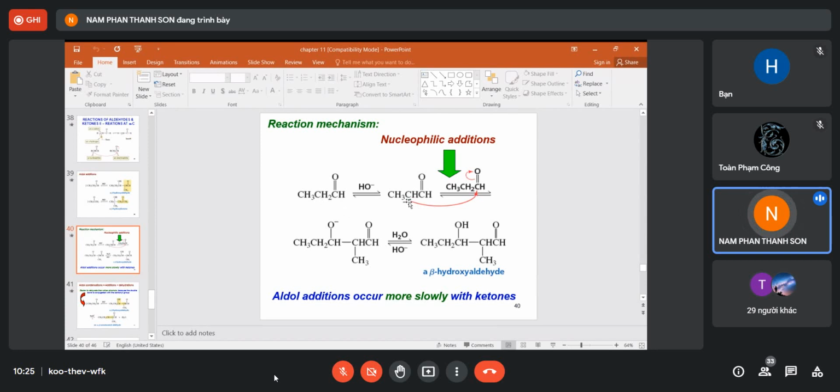So we have a negative carbon here. This proton is a little bit acidic, so we have a base here, the OH negative, combined with the positive proton, and then we have water, and we have an anion here. This carbon is negative. This is the reaction between a strong base and a weak acid, so we still have neutral aldehyde here.